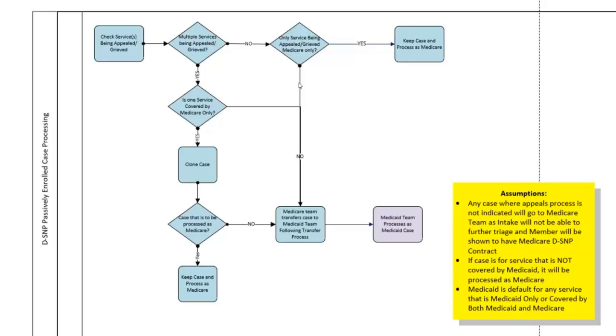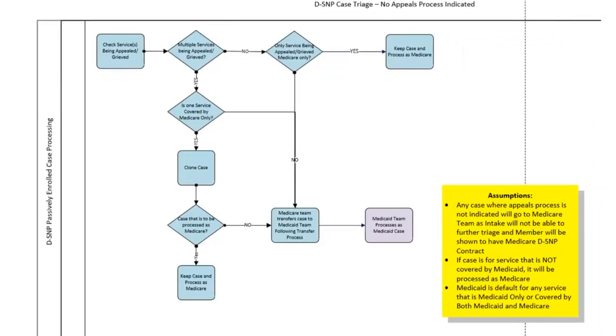If the service is covered by Medicare or by both, then they need to look at the case notes again to see if the member did indicate a specific track. For example, if the member asked to use their Medicare appeal rights, that would automatically indicate they're going to keep the case. And if the service is covered by both, but there is no indication of which appeal rights to use, the default is going to be Medicaid. That was determined really by working with the state.